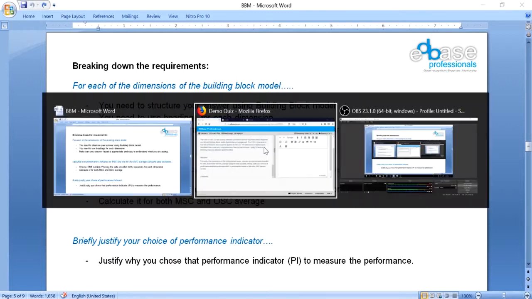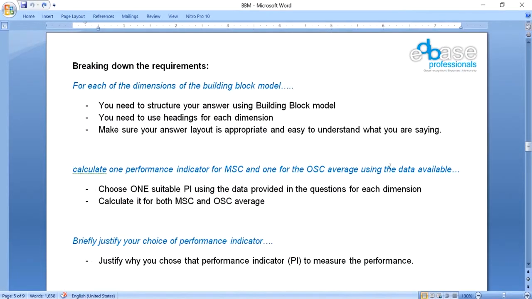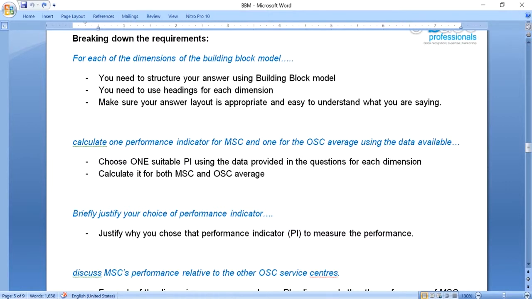The next bit of the requirement is to calculate one performance indicator for MSC and one for the OSC average using the data available. That means we have to calculate one suitable performance indicator using the data provided in the question for each dimension. We have six dimensions in the building block model, so we'll get six different performance indicators, and we have to calculate each for both MSC and the OSC average.